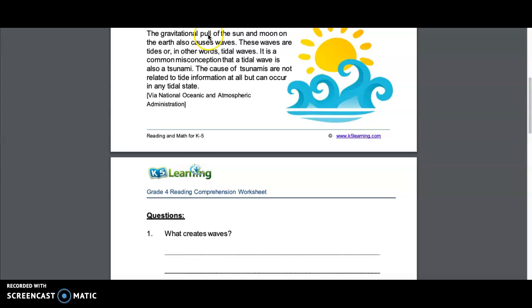The gravitational pull of the sun and moon on the earth also causes waves. These waves are tides, or in other words, tidal waves. It is a common misconception that a tidal wave is also a tsunami. The cause of tsunamis are not related to tide information at all, but can occur in any tidal state.